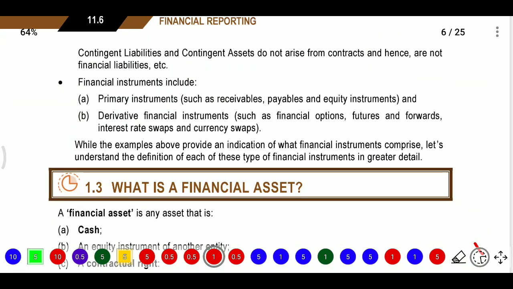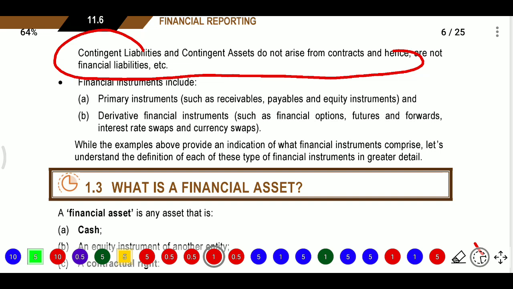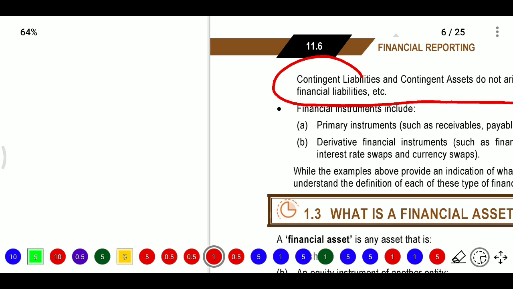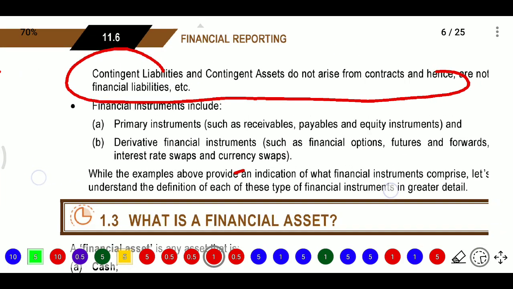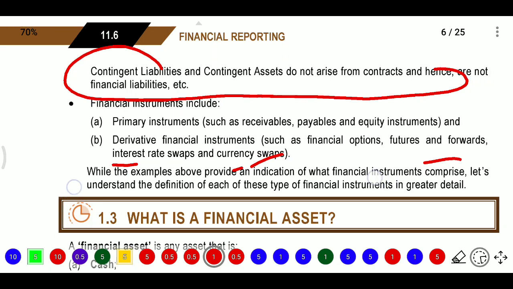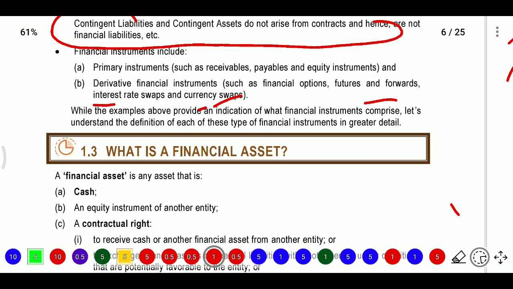Here contingent assets and contingent liabilities are also required. Contingent assets and contingent liabilities do not arise from contracts, hence they are not financial liabilities. So contingent liabilities and contingent assets are never financial liabilities. Financial instruments include two types: primary and derivative financial instruments. In primary we have receivables, payables and equity, whereas in derivative financial instruments we have options, futures, forwards, interest rate swaps, currency rate swaps and total return swaps. We will provide examples in later cases.